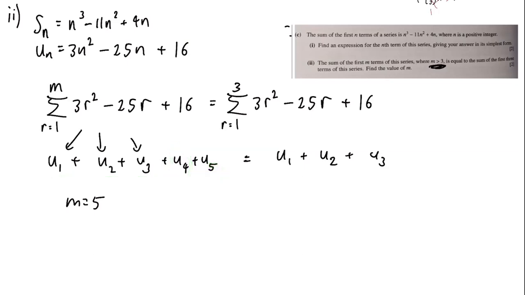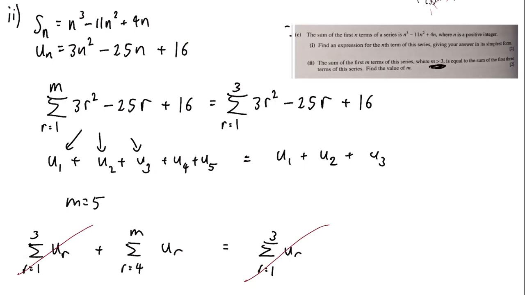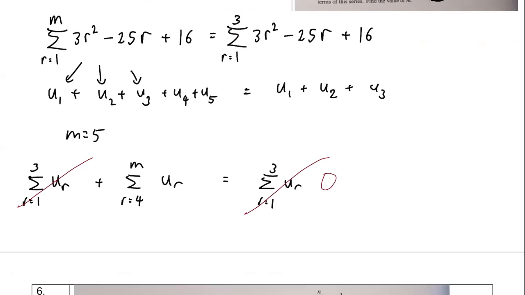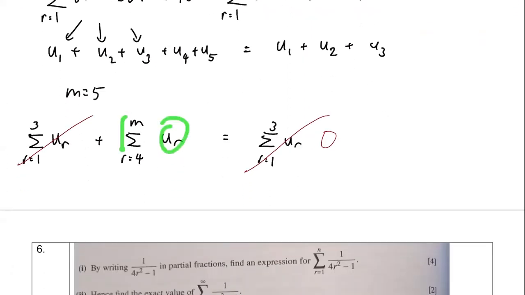In other words, we can split our summation, this guy here, into two things. Summation from r equals 1 to 3, which is u1 plus u2 plus u3, add on summation of r equals to, sorry, not 1 anymore, it's 4 to m. Then you can just put down ur here, to save some time. And the right-hand side is also ur, from r equals 1 to 3. So these two guys can cancel off, you're left with a 0 on the right-hand side. That means the summation of ur from r equals 4 to m will be equal to 0.